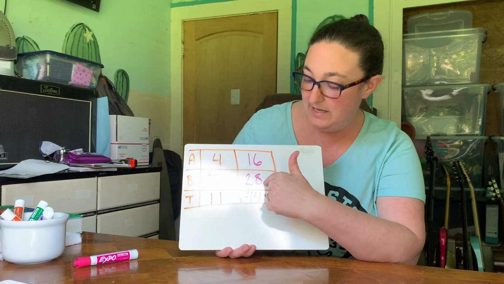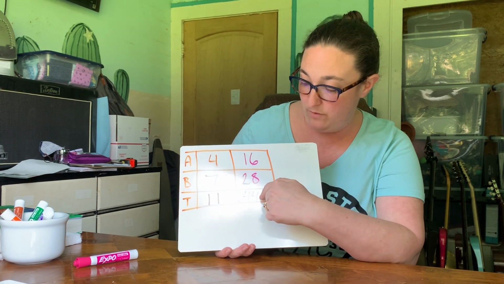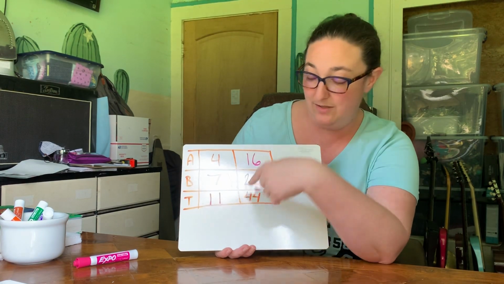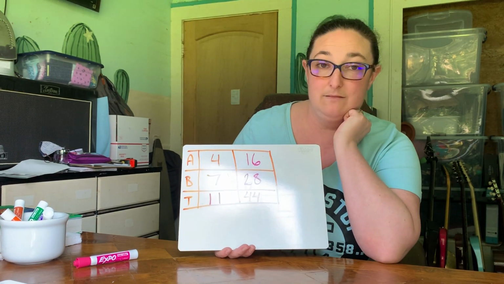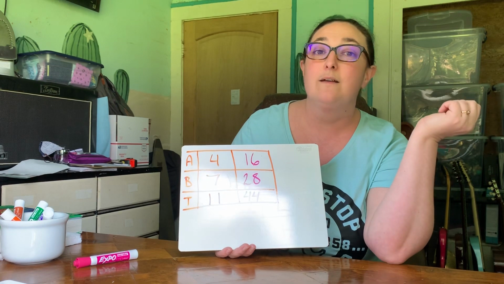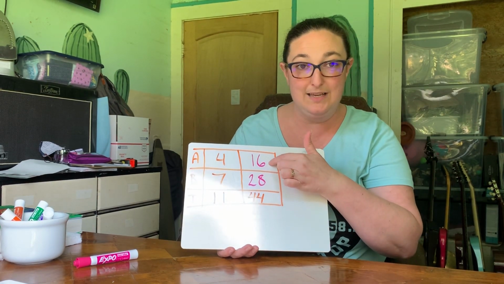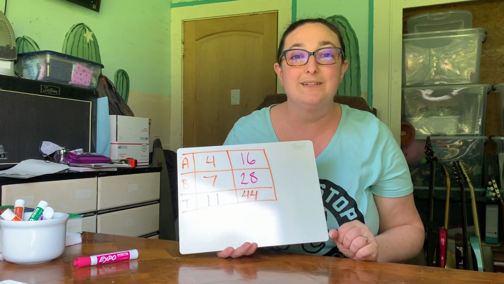Well, 6 plus 8 is 14. Put down my 4, carry a 1. 1 plus 1 is 2, plus 2 is 4. So 16 plus 28 does equal 44. Therefore, A equals 16 and B equals 28.